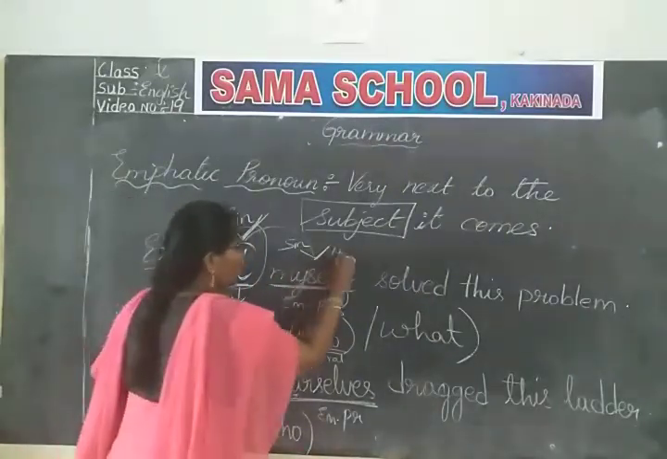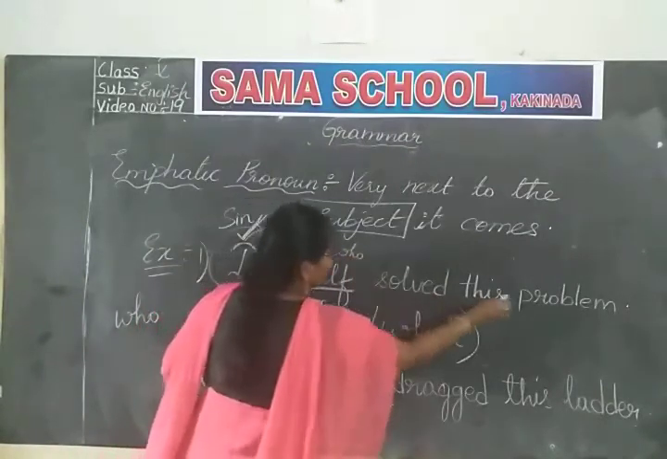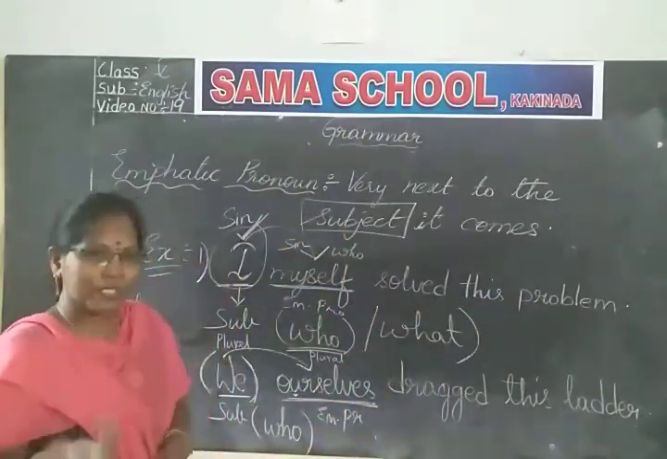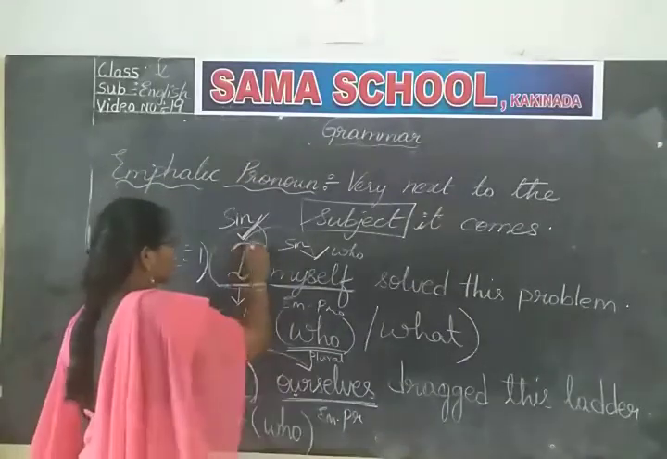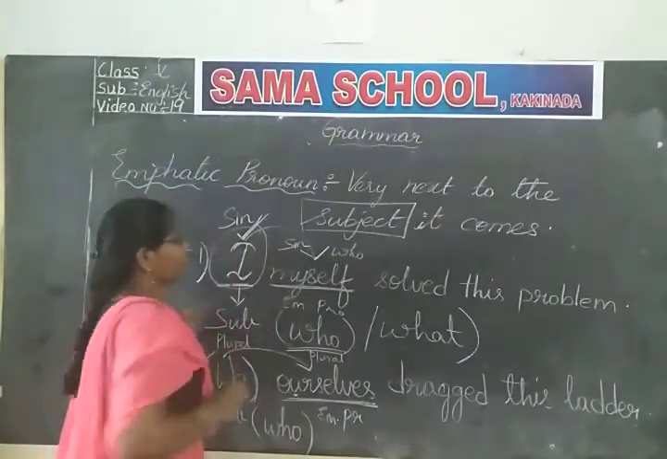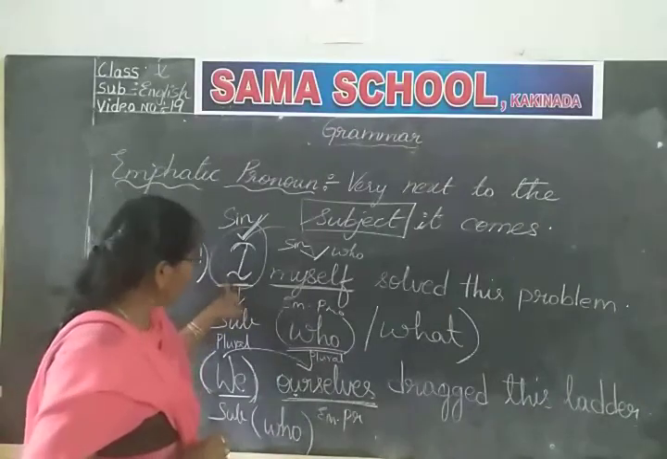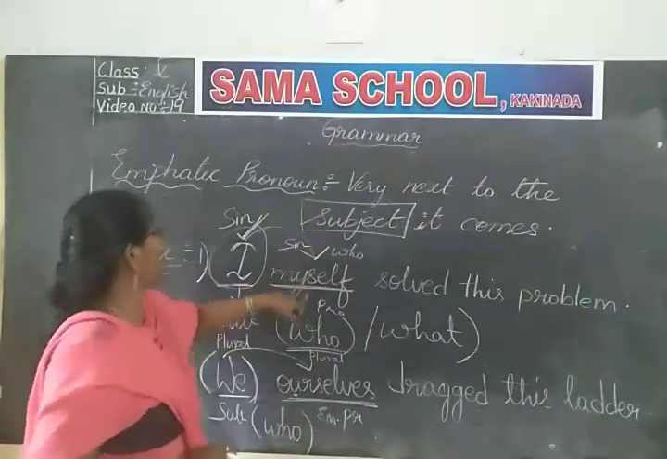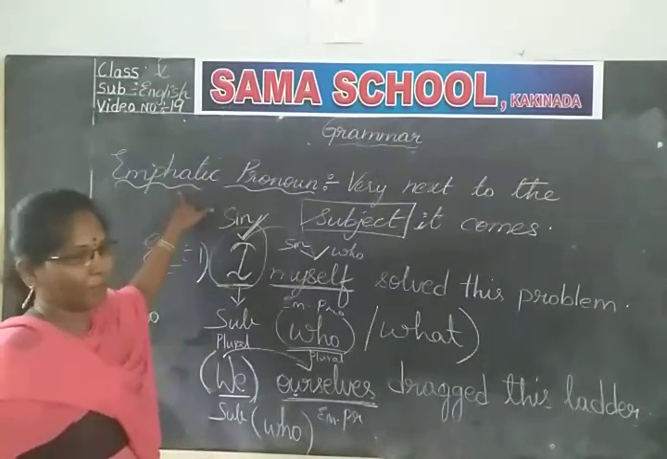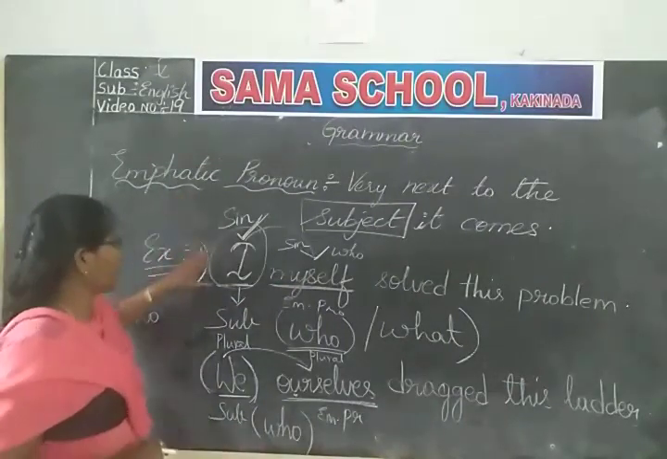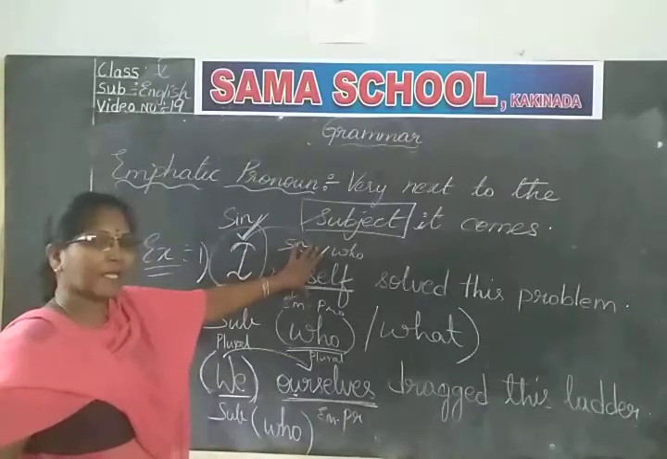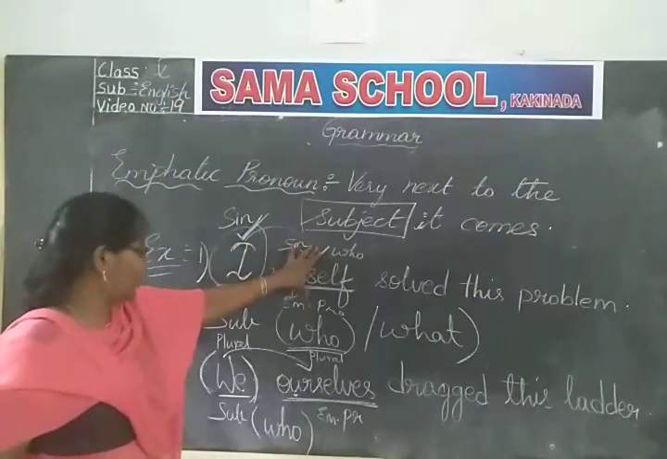So here, who solved this problem? I posed the question like this. Then I got the answer, I. So I is the subject. Very next to that, we got the word myself. This myself we call an emphatic pronoun. Understood, children? In the same manner, here I is singular, so myself is also a singular emphatic pronoun we used.